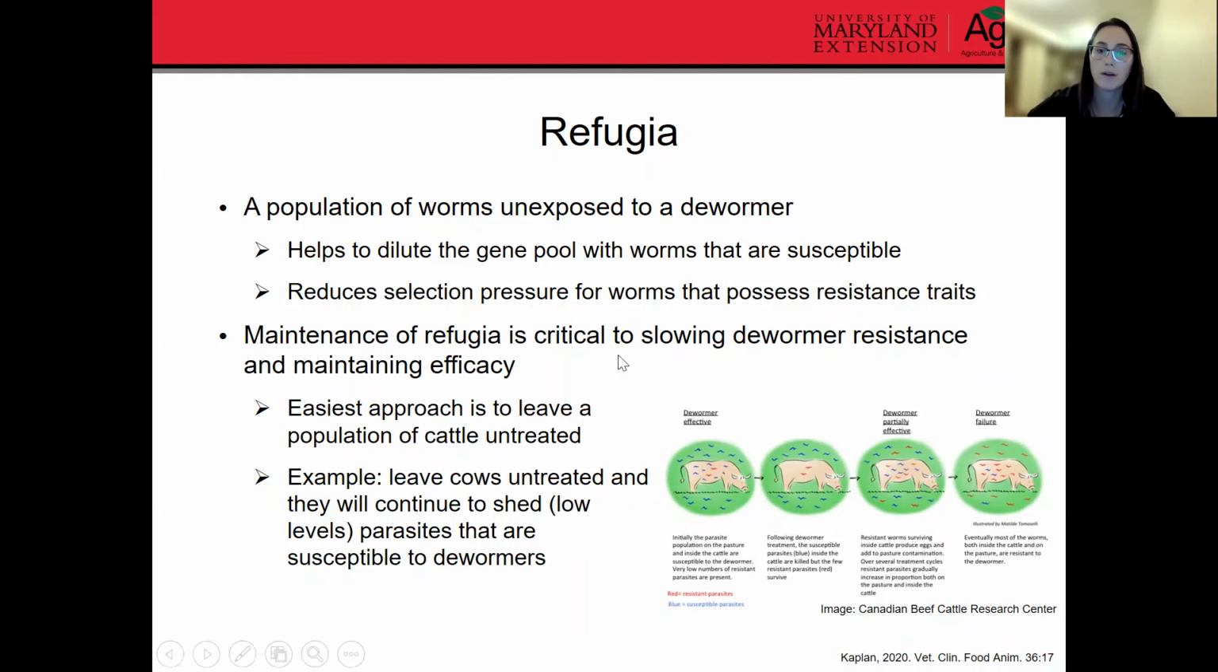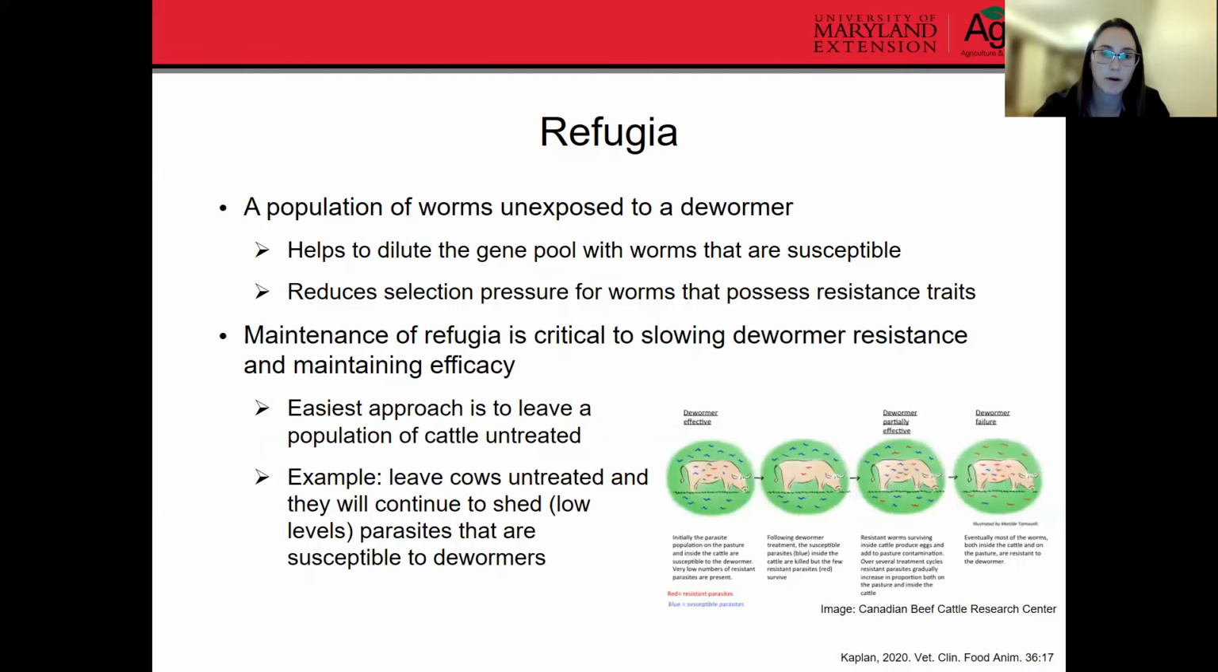So if we look back to the figure I pulled up earlier, refugia would be these blue worms that are in the animal as well as in the pasture. So if we leave a few animals not treated, we maintain their ability to shed some of these non-resistant parasites into the pasture, and those non-resistant parasites can be picked up by the other animals in the herd, and then they can prevent massive resistance from developing. So it's not going to stop resistance from developing completely, but it can help slow it and help maintain efficacy for a longer period of time.